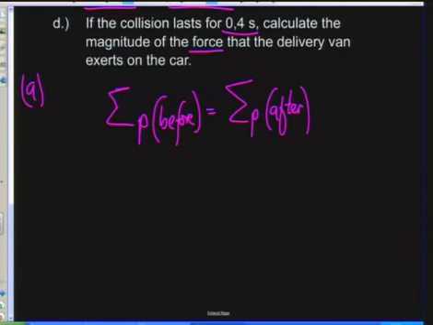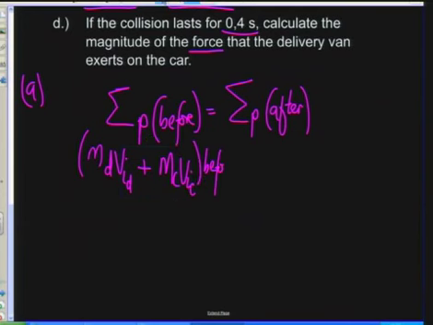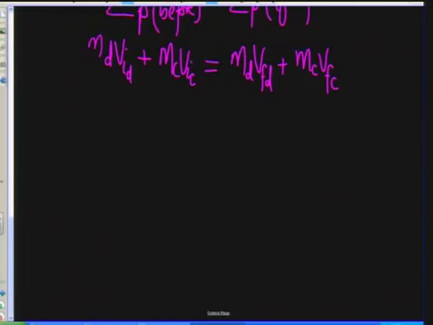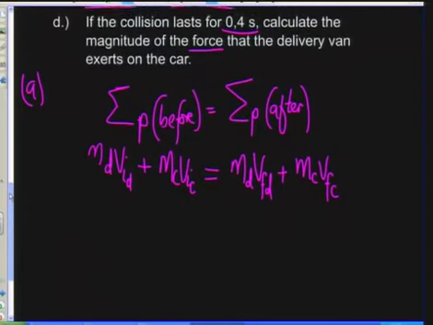So this means that the mass of the delivery van times the initial velocity of the delivery van, plus the mass of the car times the initial velocity of the car, once I say initial, I mean before. All of that should be equal to the mass of the delivery van times the final velocity of the delivery van, plus the mass of the car times the final velocity of the car. Right. Now, from the given information, what do I have? I also need to take direction into consideration here.